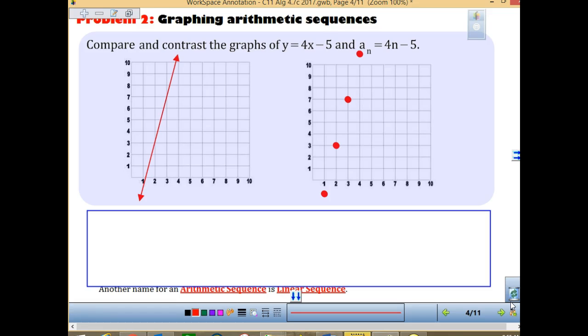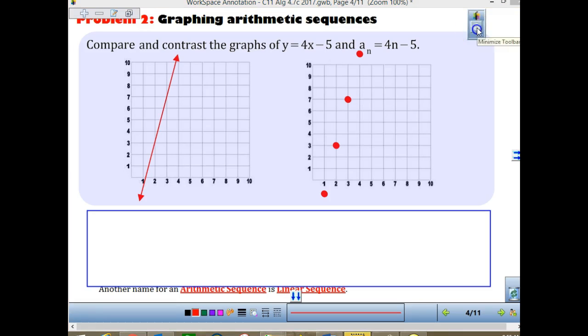We look at the two equations up above. They have the same what? Slope. Same slope. Same what else? Y-intercept. Do they have the same first term? No. Yeah. So this one we didn't graph it.